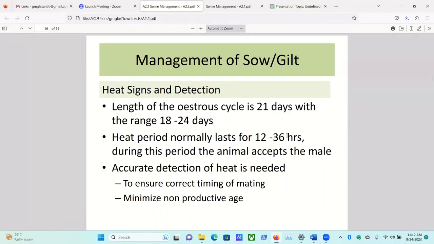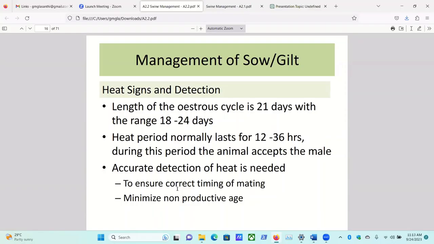Normally, the length of the estrus cycle is 21 days and it can range from 18 to 24 days. The length of the estrus cycle means the period between two ovulations. So normally for swine it is about 21 days. The heat period lasts between 12 to 36 hours. Only in this period does the animal accept the male animal. So accurate heat detection is needed.